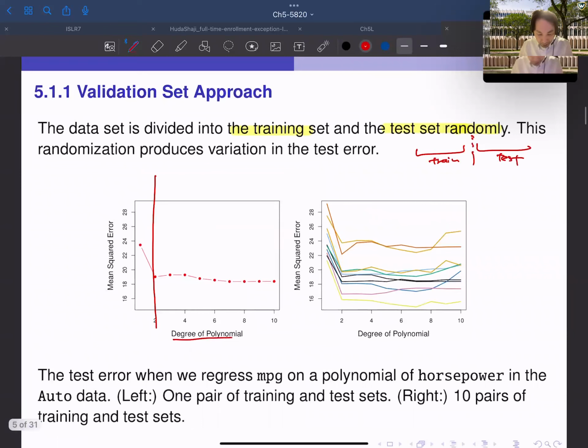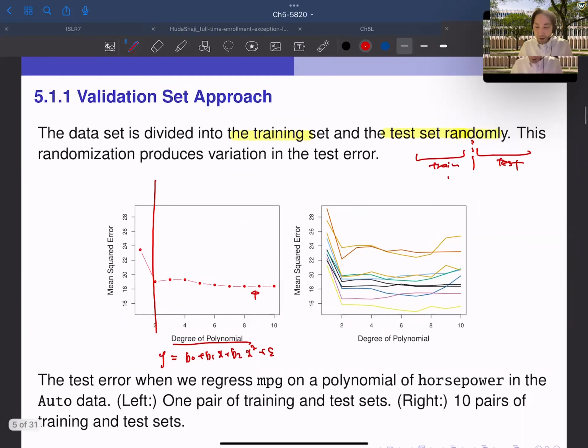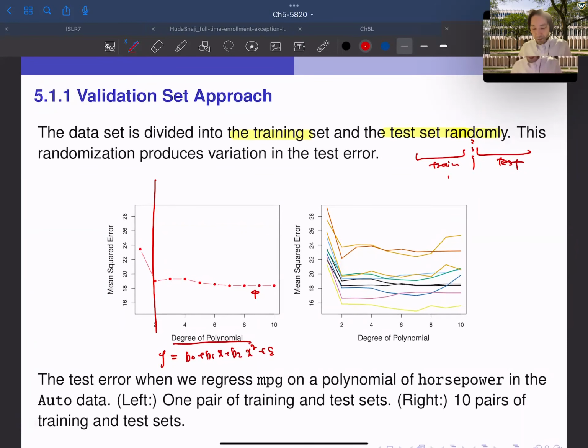This is the degree of polynomial. Basically we fit y equals b0 plus b1x plus b2x squared plus epsilon. Then we calculate the test error. This is just one training and test set, but we do this 10 times with different randomization of training and test sets. Then the performance varies a lot. In an unfortunate case, the error is always very large, with mean square error about 25, but if we are lucky, the error is always small.